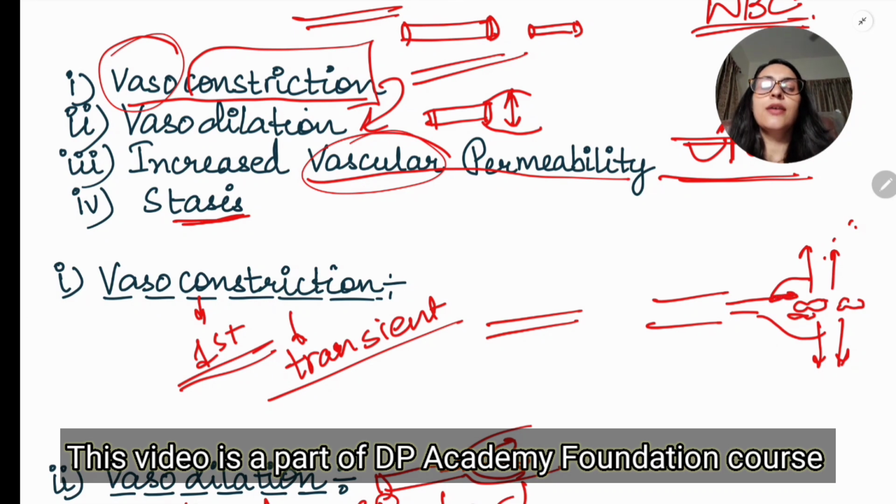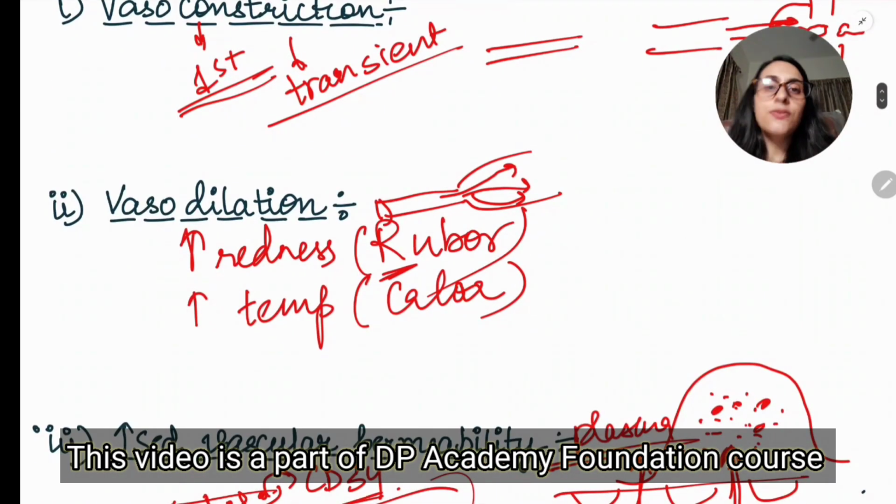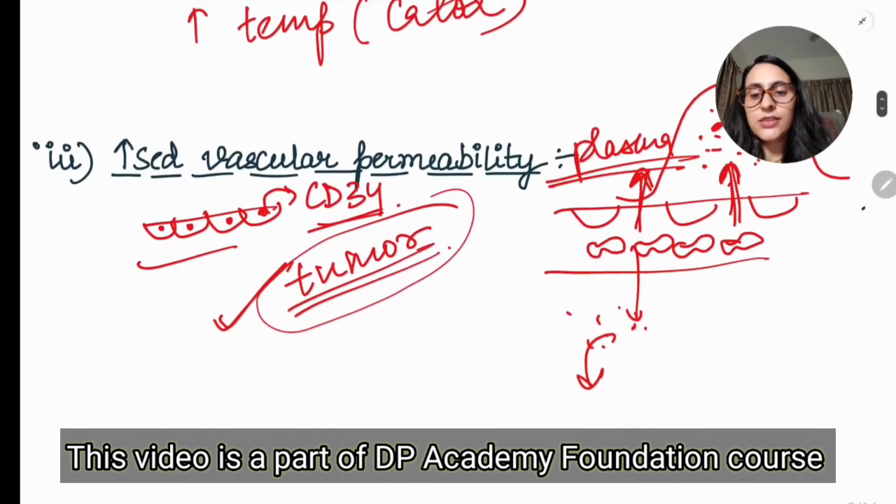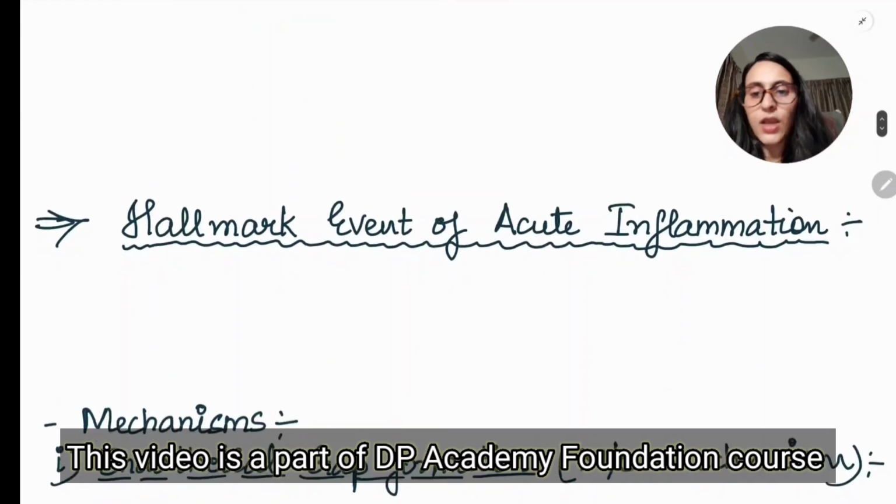Why? Because a lot of RBCs are present. So there is stasis of the blood flow, since the increased viscosity causes the decreased flow of the blood. What is the hallmark event of acute inflammation? The hallmark event is increase in the vascular permeability.